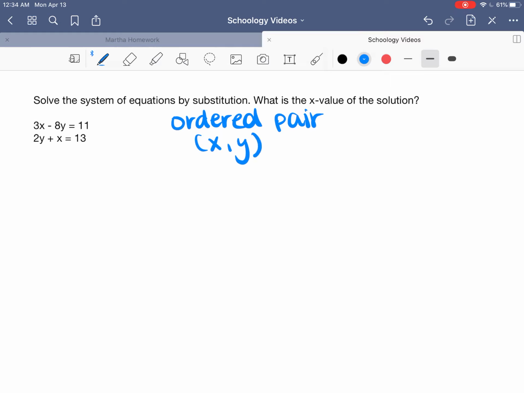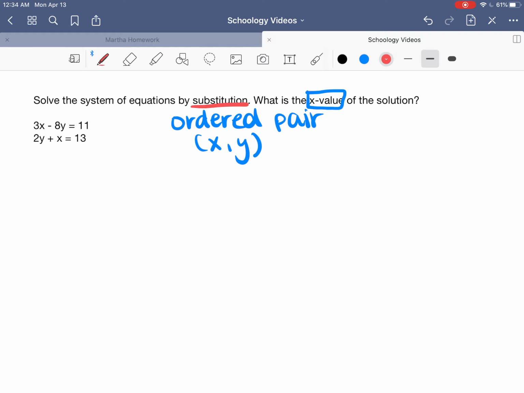But we've got to be careful on this question because they directly ask me for what is the x value of the answer. So at the end, make sure that you go back and answer the question, all right? So let's talk about what substitution is. When I'm substituting something, it means that you're replacing one thing with another.